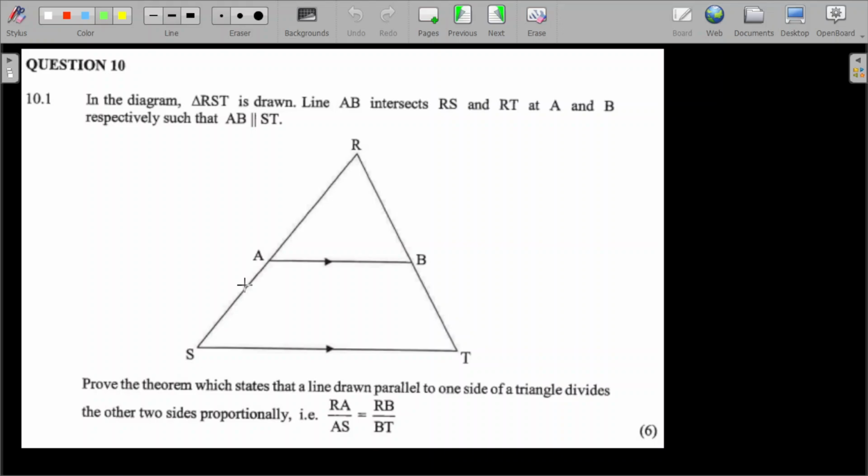Okay, proportionality theorem. There's nothing much to say here. Everyone needs to know how to prove it. It's either you prove this theorem or the similarity theorem. You need to know how to prove those theorems. Hopefully, people did prove the theorem. Question 10.